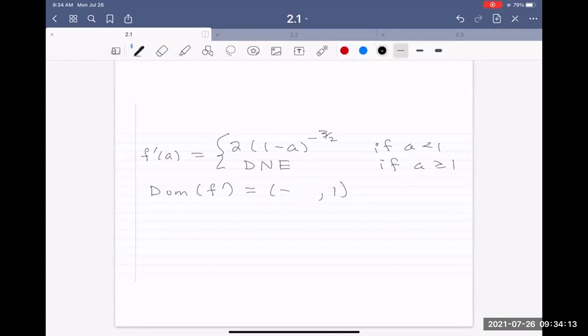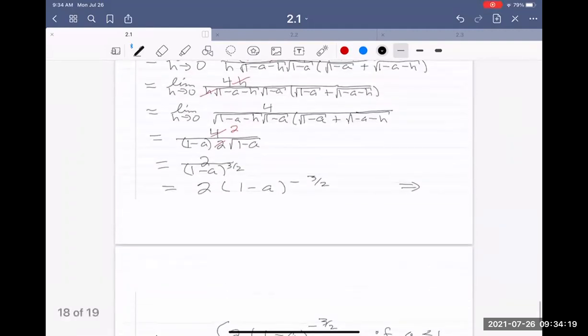Wait, why does it not exist at 1? Oh, why doesn't it exist at 1? Well, let's see. Let's look here. Plug in 1, what happens? Yeah, okay. So you're dividing by 0. And if a is bigger than 1, then you're taking the square root of a negative number. So that's why, obviously, you don't want to divide by 0. You don't want to take square roots of negative numbers.